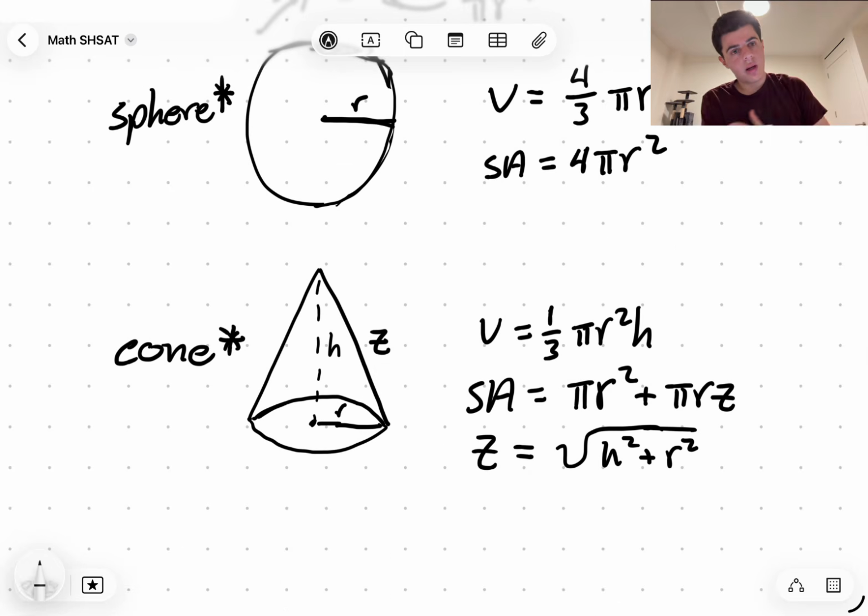Okay. Our next shape is a cone. Similarly to a sphere, I don't really know how to prove this to you without more math knowledge. So you are going to just need to memorize these. Volume is 1/3 pi r squared h. Surface area is going to be pi r squared plus pi r z.